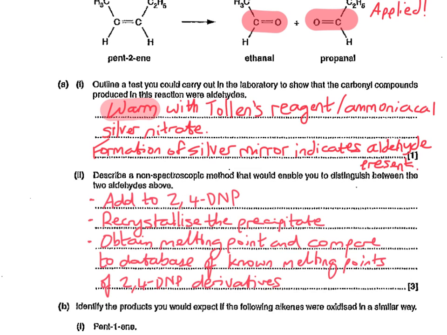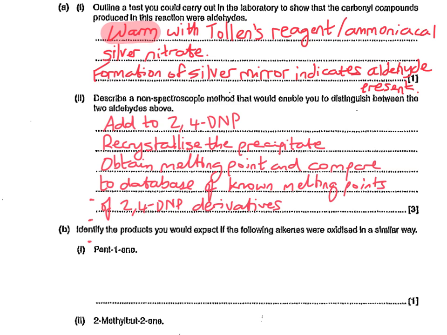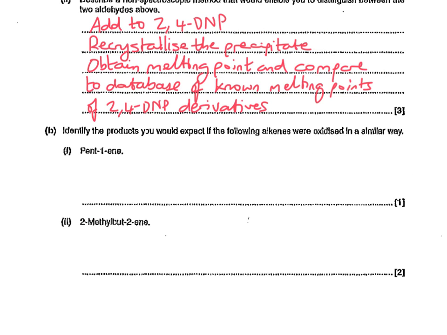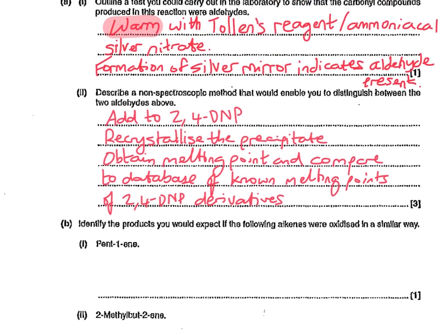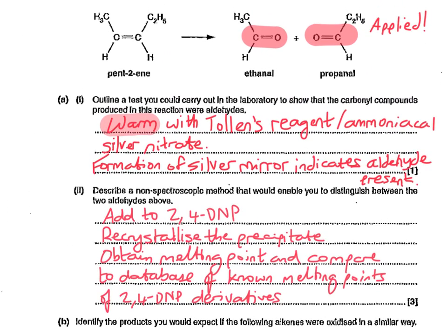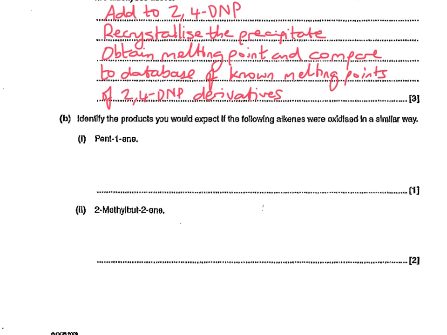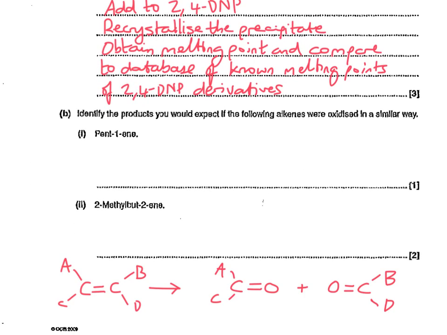So let's now move the page a bit further down. And it says identify the products you would expect if you had pent-1-ene and 2-methyl-but-2-ene. So what we need to do is have a look at what's actually going on. So it looks like the carbon-carbon double bond is broken and carbonyl is produced, or 2 carbonyls are produced. So you split the carbon double bond in half. So a bit of deduction is needed first before you try and dive in.